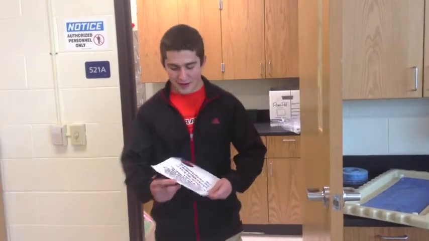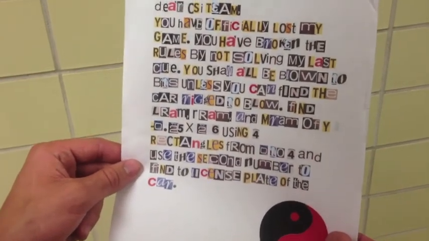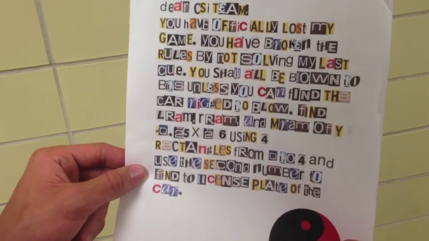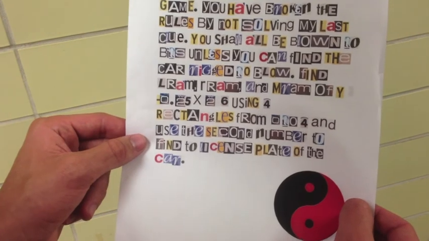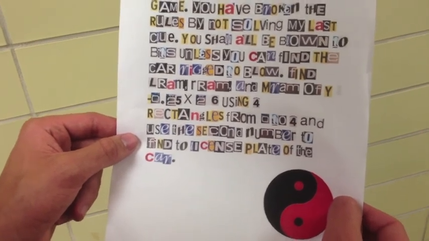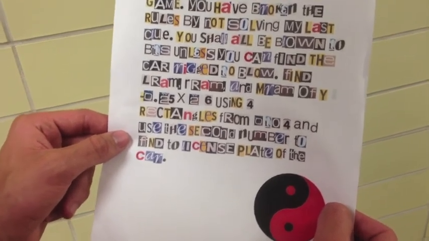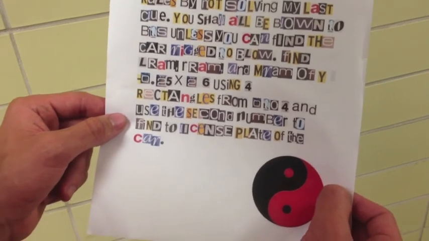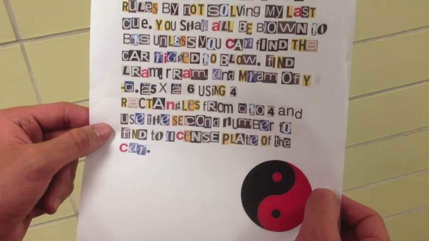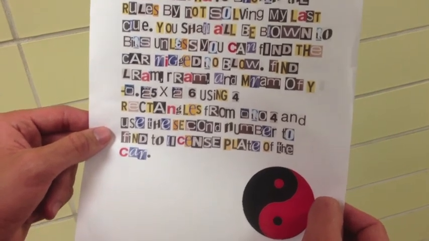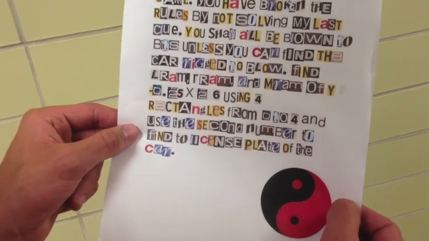Hey guys, look what I found. Another note. Let's see what this note says. It says, "Dear CSI team, you have officially lost my game. You have broken the rules by not solving my last clue. You shall be blown to bits unless you can find the car rig to blow. Find the LRAM, RRAM, and MRAM of y equals negative 0.25x squared plus 6 using 4 rectangles from 0 to 4, and use the second number to find the license plate of the car."